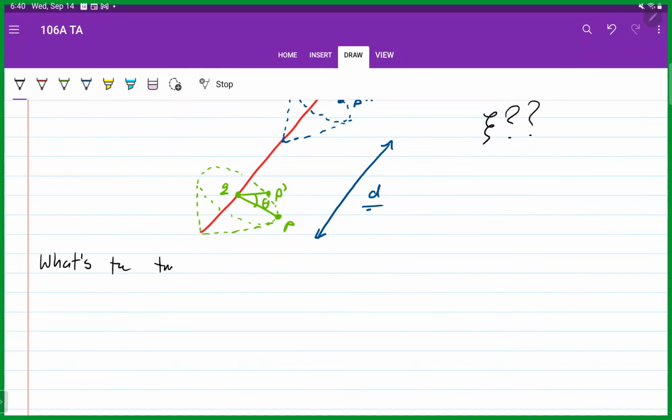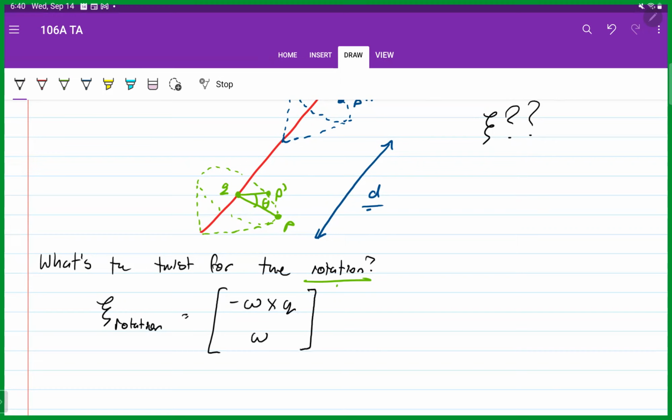First, what's the twist for the rotation that occurs? We're going to use our knowledge of rotational twists from earlier. And we know that for this first action that happens, the rotation in green, we are going to have the following twist. Xi rotation equals negative omega crossed with q, and omega. Remember that this term on the top was the leftover term in velocity after doing omega crossed with q, or omega hat as we wrote it. So this is our twist for our rotation. This is exactly what we derived above for the case of pure rotation.